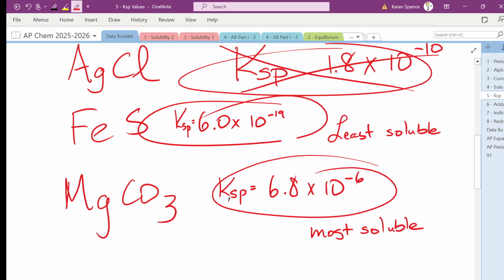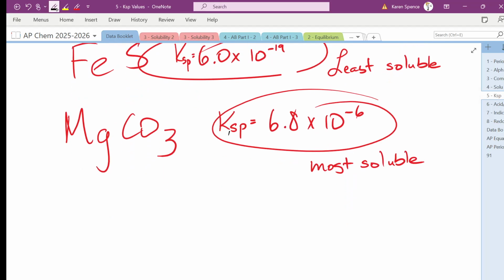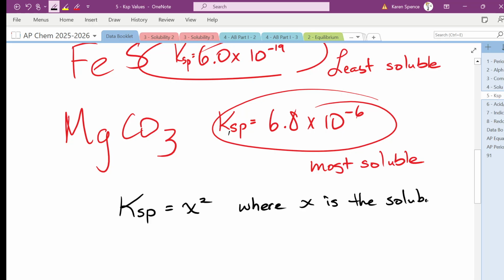And you can do that anytime you have a 1-to-1 ratio, because in this case, KSP is equal to x squared, where x is the solubility, so x then is equal to the square root of KSP. So for all of these compounds, we will be calculating solubility the same way.